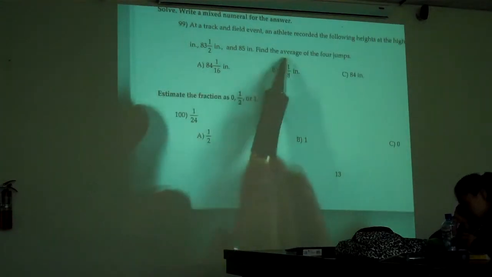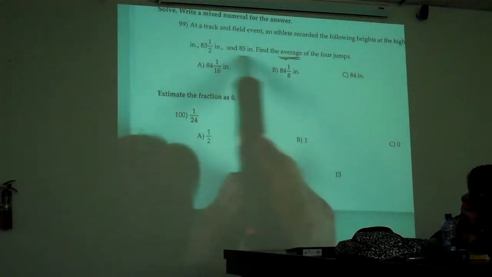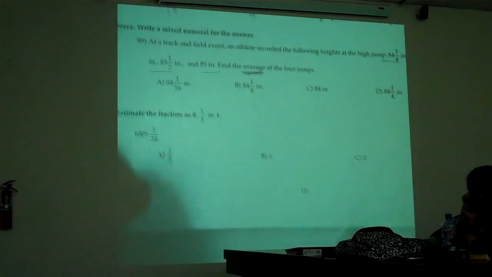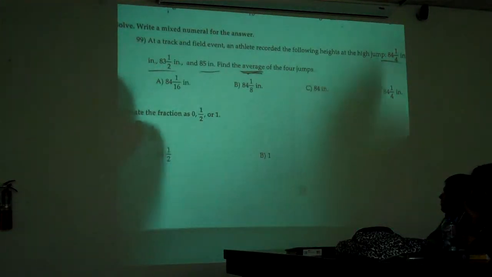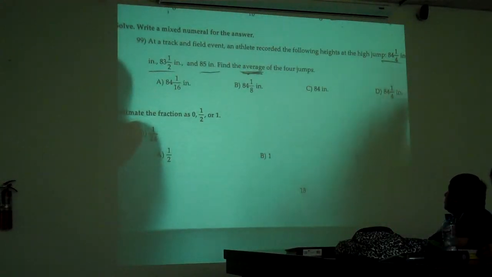99, average of 4. You're averaging those 4 numbers. So you divide by 4 or multiply it by 1/4 after you add them.